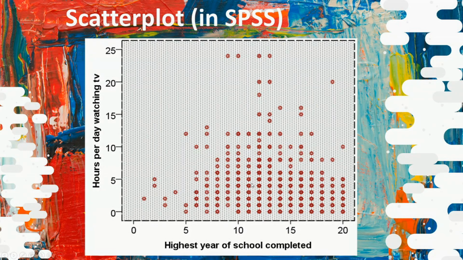Now in SPSS, it'll look more like this. It's not a beautiful cigar. We can see, though, that there is a little bit of a relationship. It's probably right through here, about this angle maybe. And this is what it would look like a little bit more in SPSS.